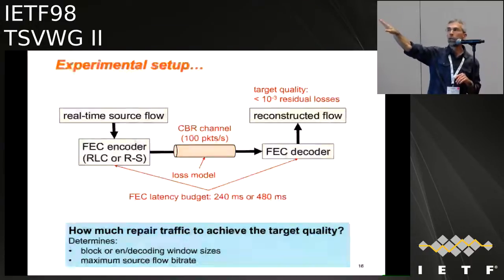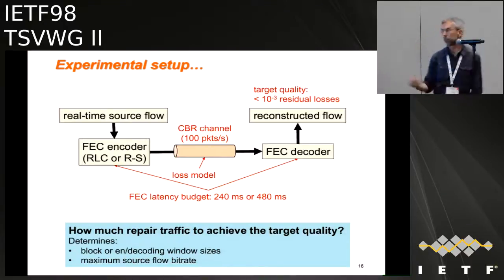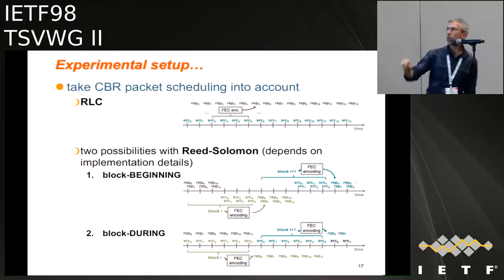And we have this target on the top right of this figure. We have this target quality, which is having at most 10 to the power -3 residual losses after FEC decoding. So you must achieve this goal: no more than 1 packet lost out of 1,000 source packets sent after FEC decoding. And so the key question is, how many repair packets, how much repair overhead do I need to achieve this goal, taking into account those constraints? So that's the key question we want to answer. Next. Next. I will skip this slide.